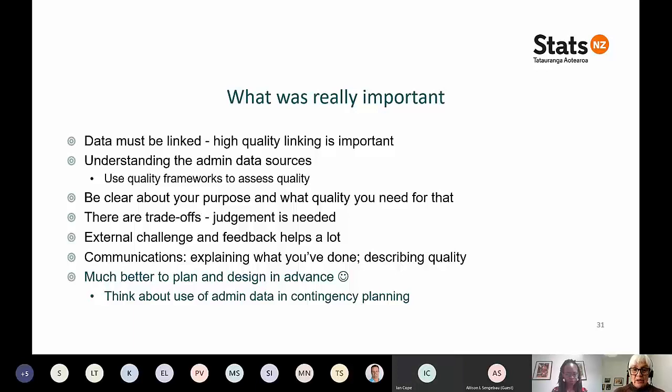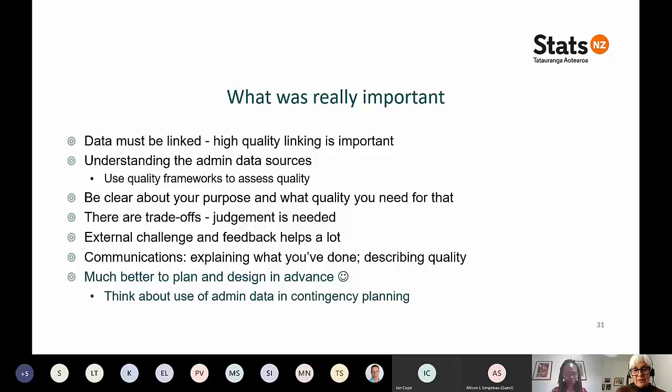And we've tried really hard to describe the quality of the new 2018 census data. There's a lot of things to say, so I think we've done quite a lot. We could probably do more or better. But the main thing probably is to say that this is not a good idea to try to rescue your census at such a late stage. It's much better to plan and design in advance how you're going to use administrative data.